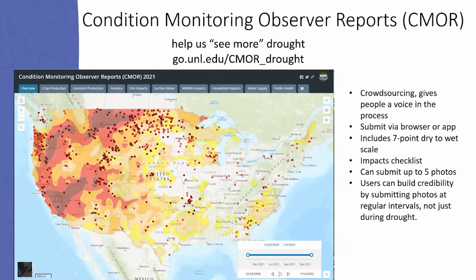Then we have Condition Monitoring Observer Reports, or CMOR, that help us see more drought. I think of them as a sibling to CoCoRaHS. They have the same 7-point dry to wet scale. One difference is that they have a checklist of drought impacts that you can check off, and they also allow you to upload up to 5 photos.